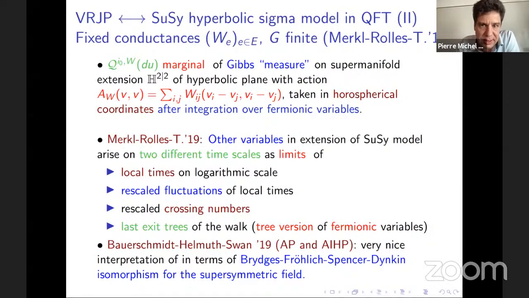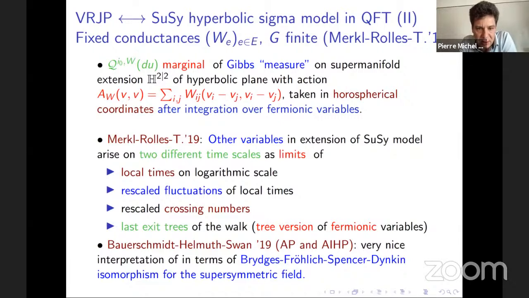So the next question is, okay, you have this H22 model, so where does it come from? With Merkl and Rolles, we tried an approach which is basically doing the same as Kozma and Rolles. We know the probability of a path, and then we sum over all paths with given local time. And indeed, we find an extension of the supersymmetric model. The interesting part is that we again find an interpretation of the last exit trees of the walk, as in the paper of Kozma and Rolles. This is not surprising, still interesting. And we know that those last exit trees are actually a tree version of harmonic variables. So there is a completely different approach.